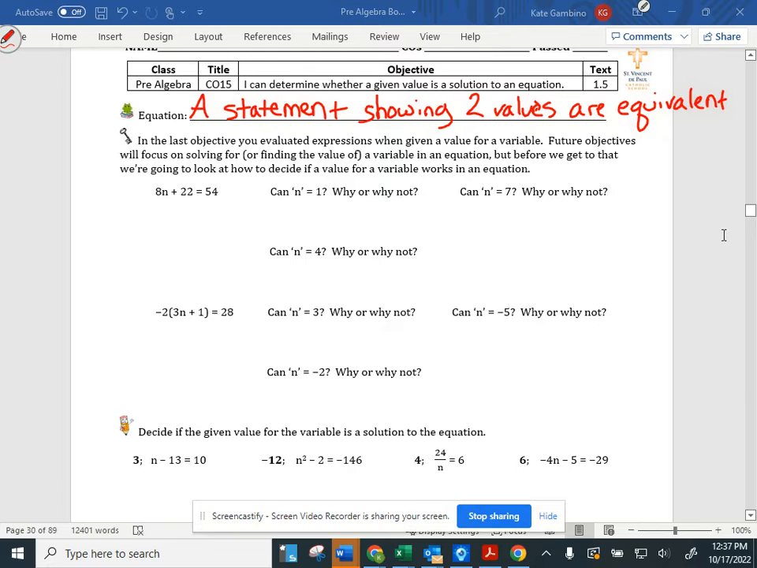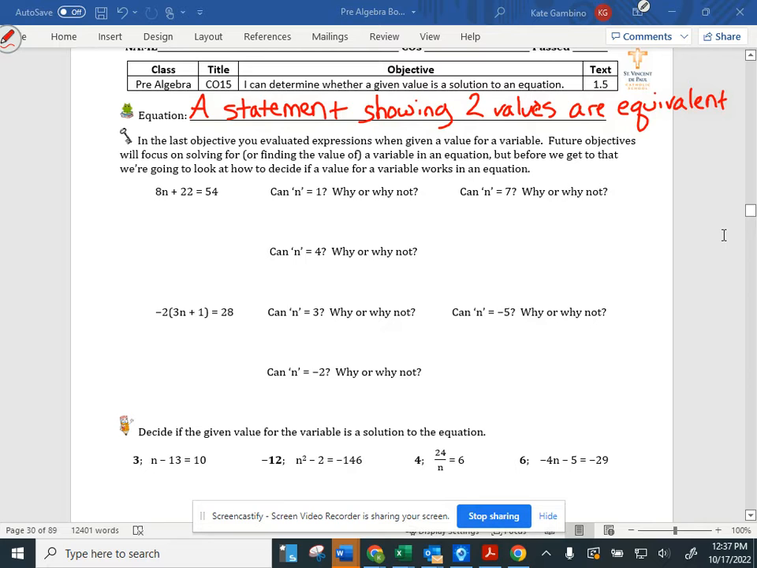So in the last objective, you evaluated expressions when given a value for a variable. Future objectives will focus on solving for, or finding the value of, a variable in an equation. But before we get to that, we're going to look at how to decide if a value for a variable works in the equation. So we're going to see, does that value actually make it equal? So let's look at this.